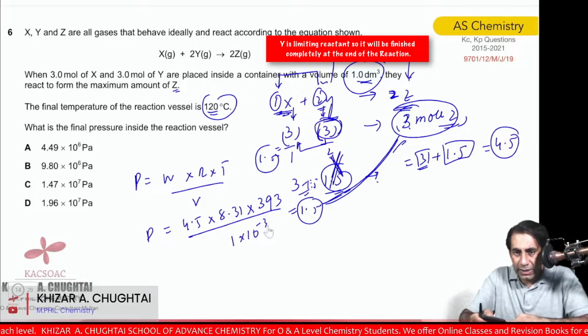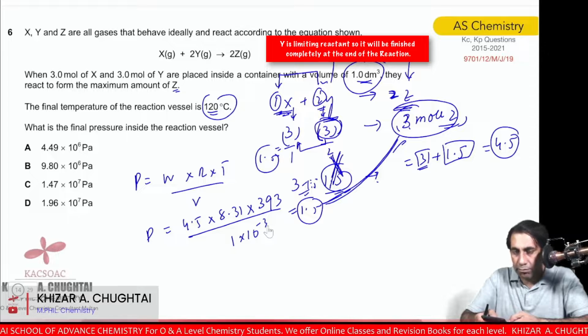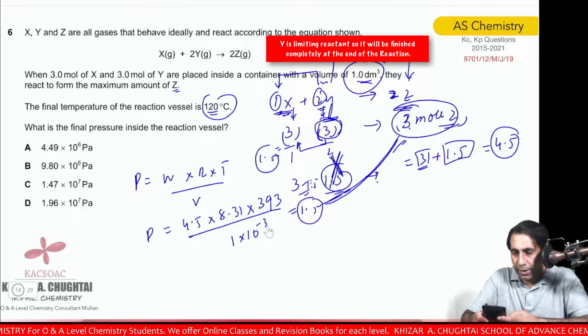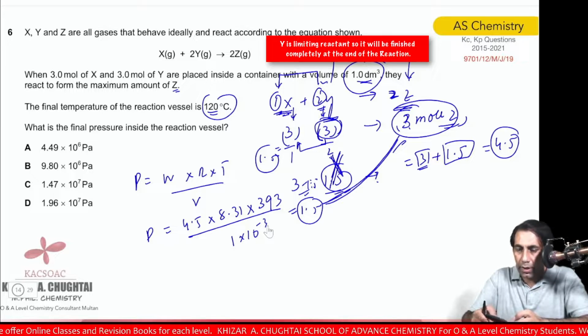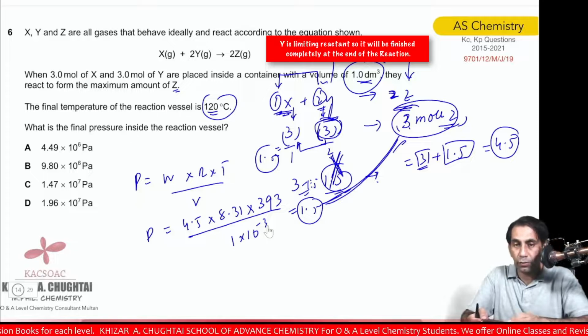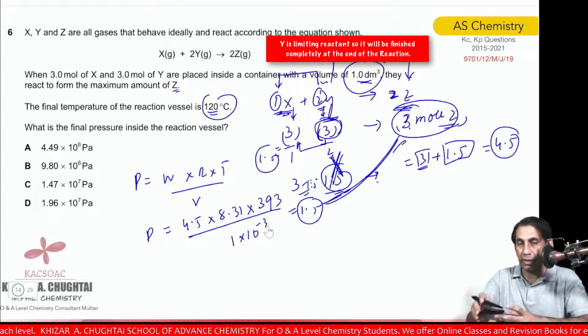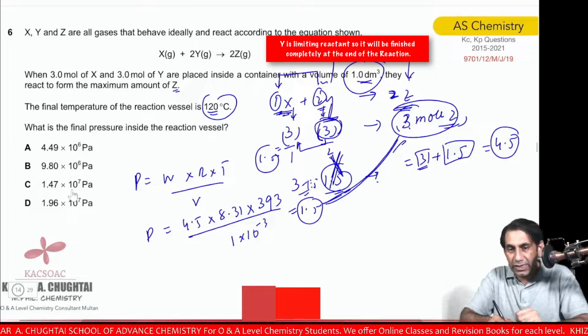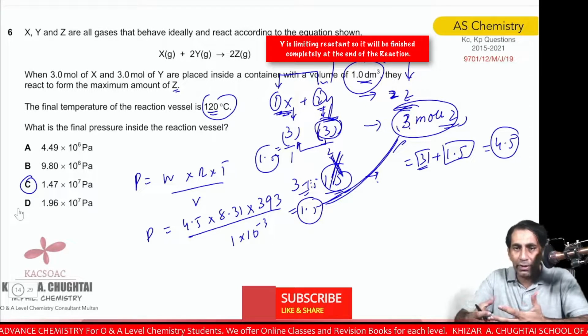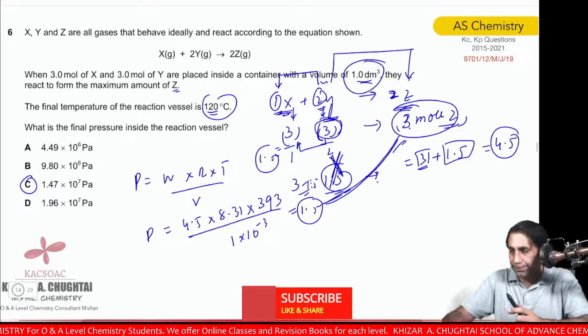So what is the final answer? Let me check it. 4.5 multiplied by 8.31 multiplied by 393 divided by 1 into 10 raised to power minus 3, and the answer is 1.47 into 10 raised to power 7. 1.47 into 10 raised to power 7 is the correct answer. So in this way you can calculate the exact answer in Pascal.